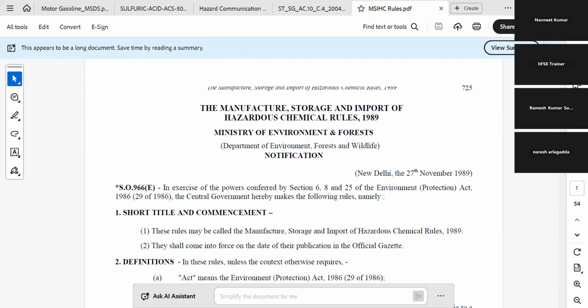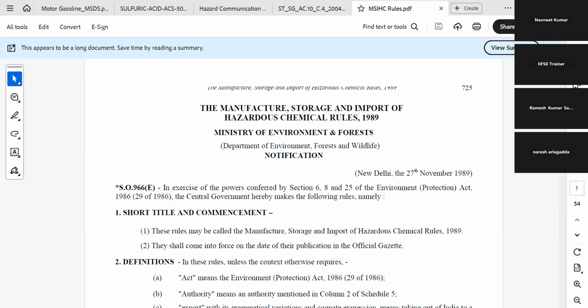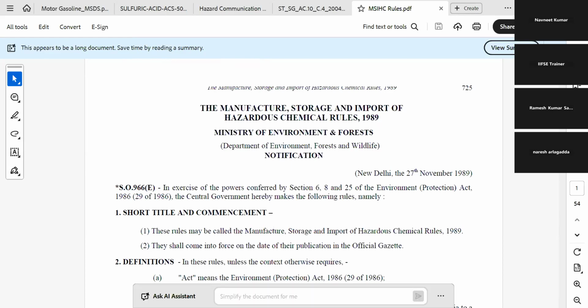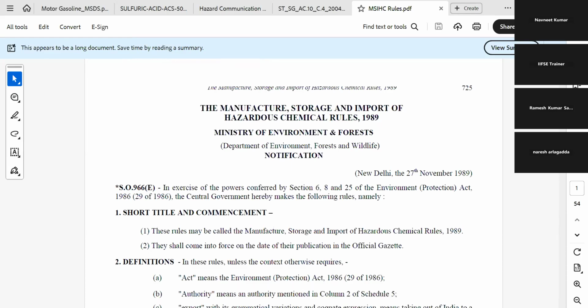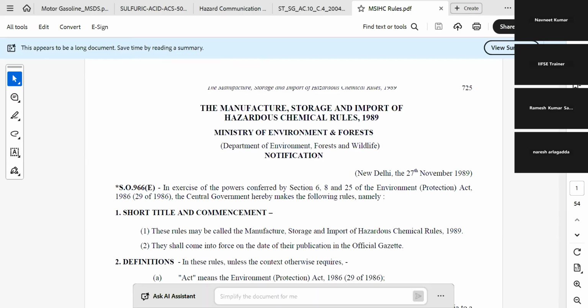Same screen, please confirm. Are you able to see the MSIHC rules, or are you seeing a different screen?